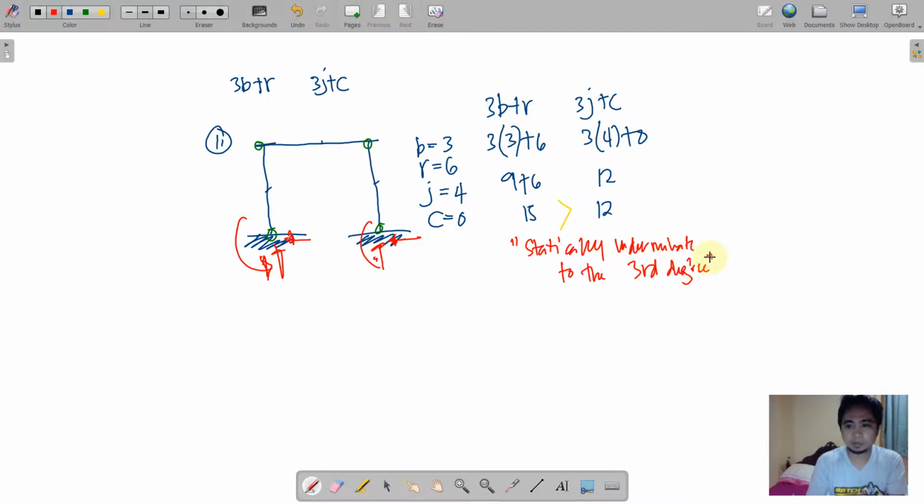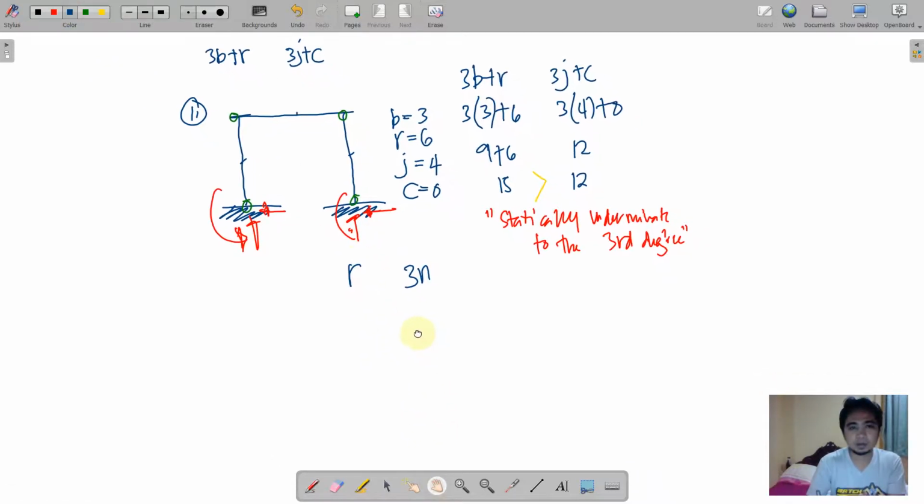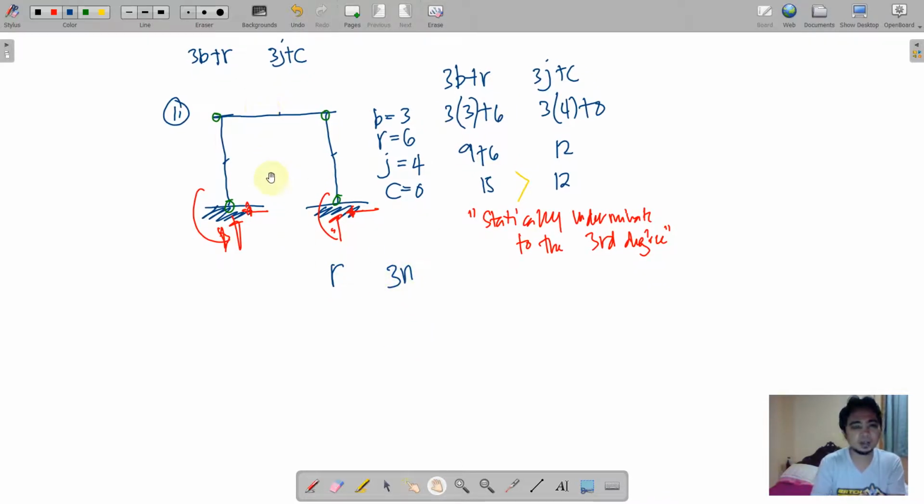So let me present if we are going to use the general criteria for beams and frames, that is R compared to 3N. I'll just consider this as a single segment. So therefore, the number of parts will be equal to 1. This formula depends on you, on how many parts you want to divide your frame into, and then just count the accumulated reactions. In this case, I'll just consider the whole structure. So the reaction here is 3 plus 3, that is 6. 3 times 1, that is the number of parts. So therefore, 6 is greater than 3.